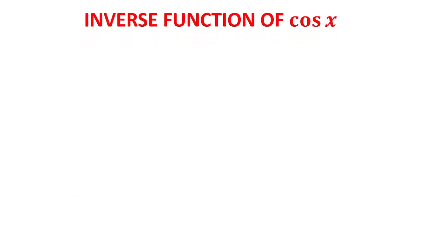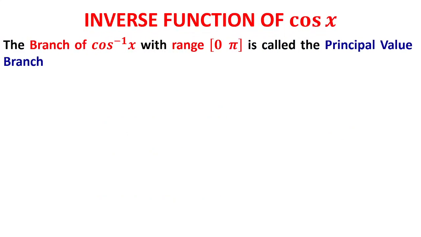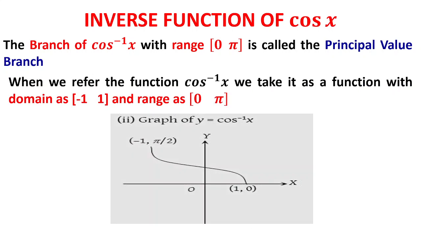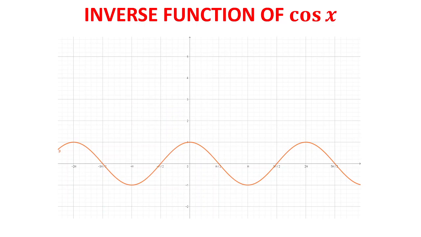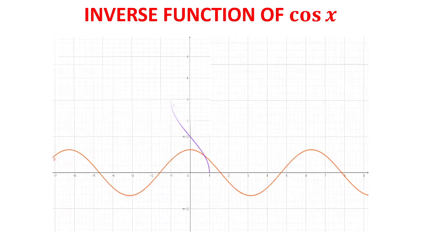And we are going to have the principal branch. That is, the branch of cos inverse x with the range 0 to pi is called the principal value branch. Therefore, when we refer to the function cos inverse x, we take it as a function with the domain -1 to 1 and range 0 to pi. Now we are showing the cos inverse curve. This is the cos x curve and this is the cos inverse x curve.